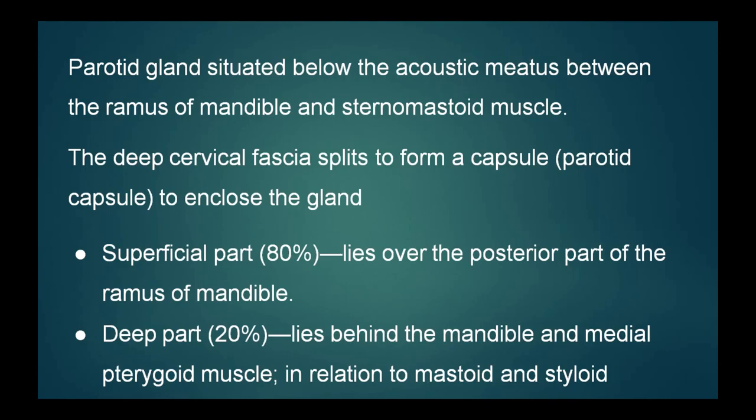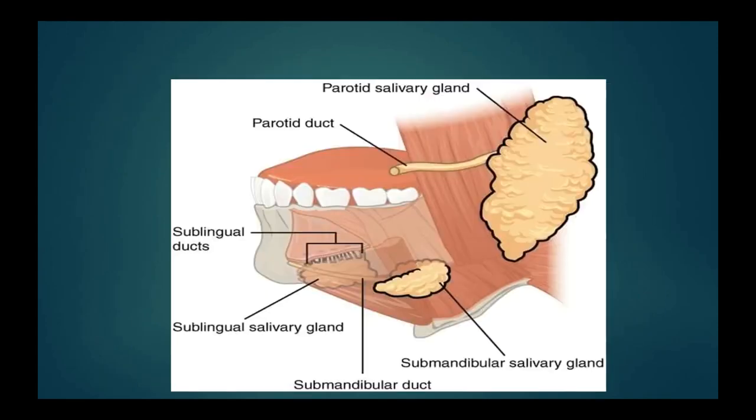The parotid gland has a superficial part, which makes up about 80% of the gland and lies over the posterior part of the ramus of the mandible. And there is the deep part, which consists of around 20% of the gland volume. It lies behind the mandible and medial pterygoid muscle, in relation to the mastoid and the styloid process.